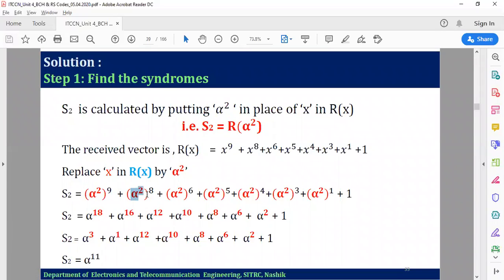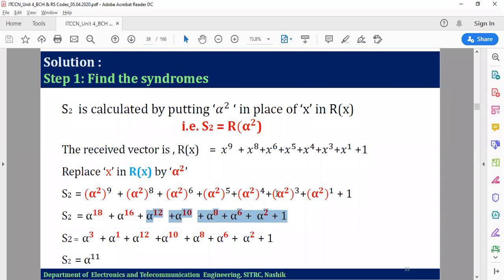What is alpha 16? Now it is alpha square raised to 8, so 2 into 8 is 16. Alpha 16 divided by 15, what is my remainder? 1. So that's why alpha 16 is alpha 1. The other parts remain the same because they contain the original terms from the Galois field, so you don't have to find the remainder. So alpha 12 stays alpha 12.